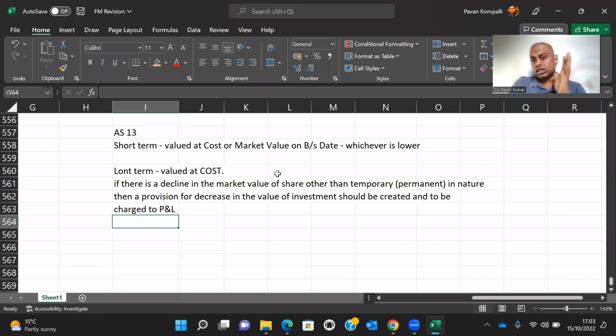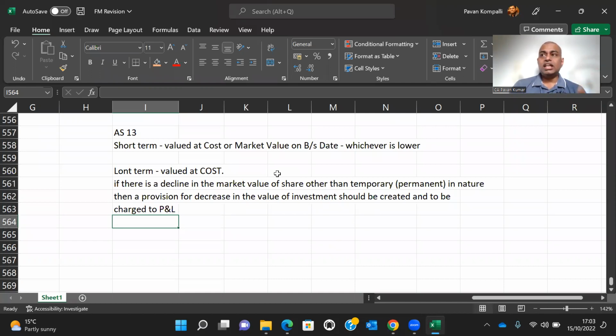Long-term investments at cost is actually one kind of accounting anomaly which is to be repaired. So probably in the future it will be repaired. But in the US and UK, even long-term investments are taxed on the increase in value. But we are looking at accounting standard 13.